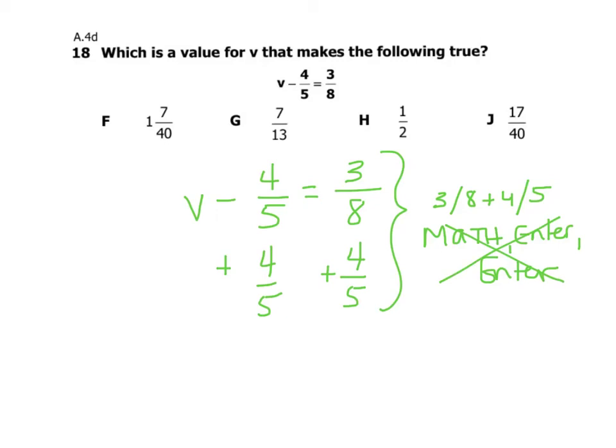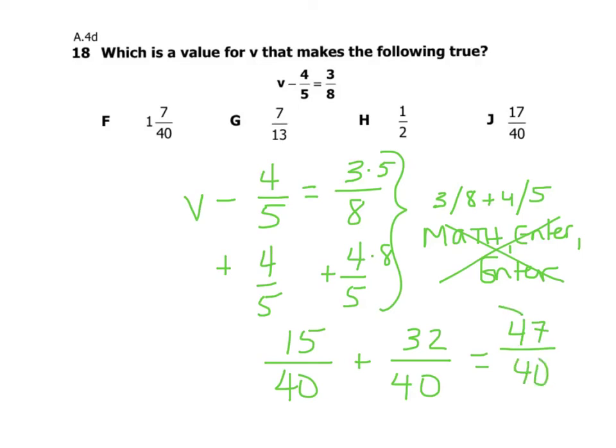I'm going to go ahead and do the math with the common denominator of 40. So I have 3/8 plus 4/5, and we're going to make them into 40ths. 3/8, we're going to multiply by 5 to get the new numerator there. 4/5, we're going to multiply by 8 to get the new numerator there, giving me 47/40ths, which is the first one, which is F. Okay, and also, if you're trying to put a mixed number into your calculator, remember that you may have to put it in decimal format.